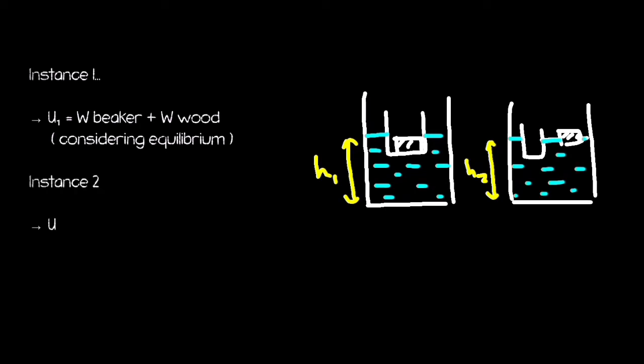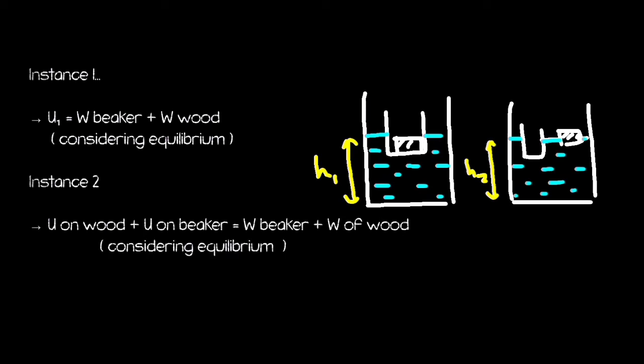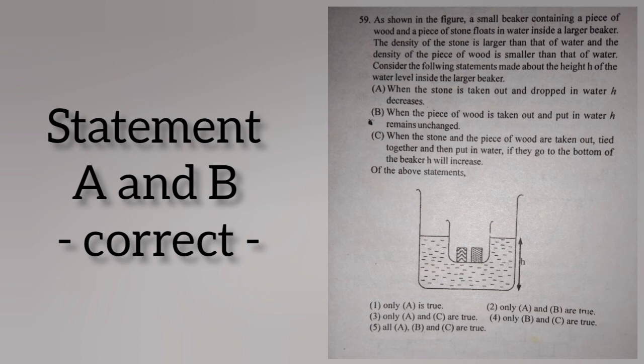In case 2, again we have the weight of the block and the weight of the beaker downwards, and this time we have two separate upthrusts acting on the block and on the beaker. By close observation, you must be able to understand that the right hand sides of both equations are equal. Thus, the upthrust in case 1 and the upthrust in case 2 are the same, U1. Upthrusts are the same, thereby the displaced volume is the same. Therefore, the heights H1 and H2 have to be equal. So, the second statement is also correct.